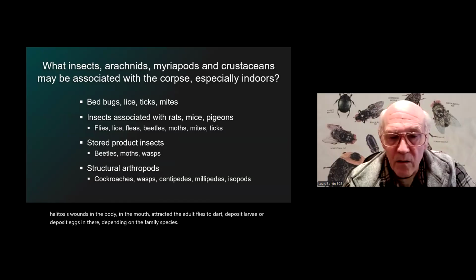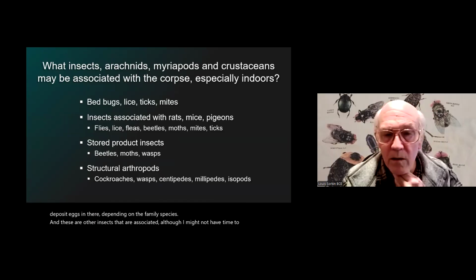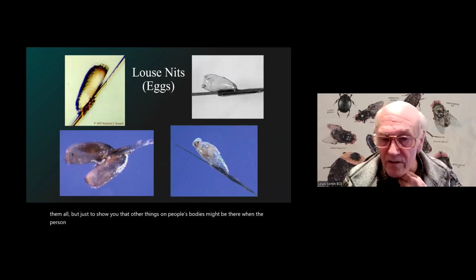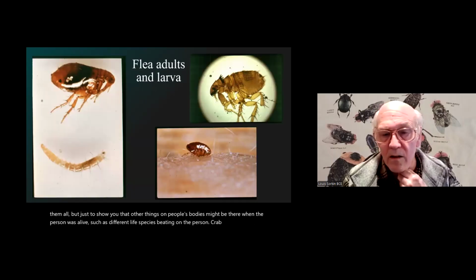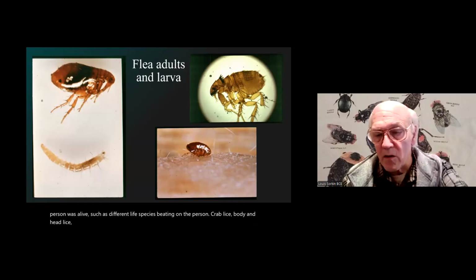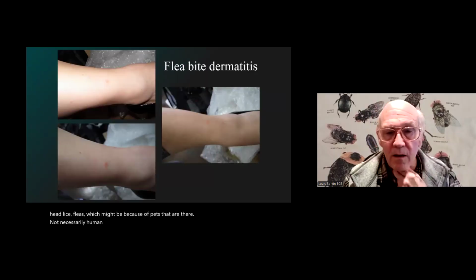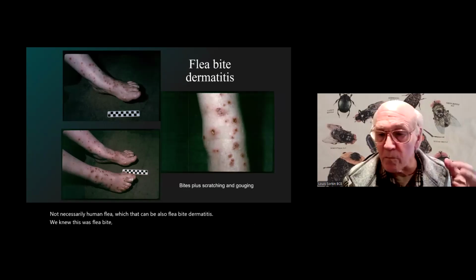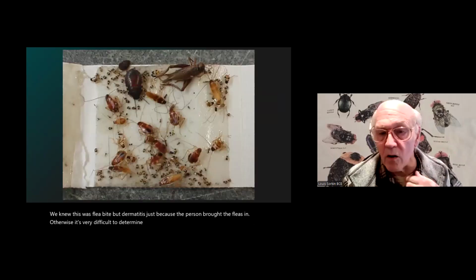And these are other insects that are associated, although I might not have time to go through them all, but just to show you that other things on people's bodies might be there when the person was alive, such as different lice species feeding on the person, crab lice, body and head lice, fleas, which might be because of pets that are there, not necessarily human flea, which can be also. Flea bite dermatitis, we knew this was flea bite dermatitis just because the person brought the fleas in. Otherwise, it's very difficult to determine by skin lesions what actually caused it.